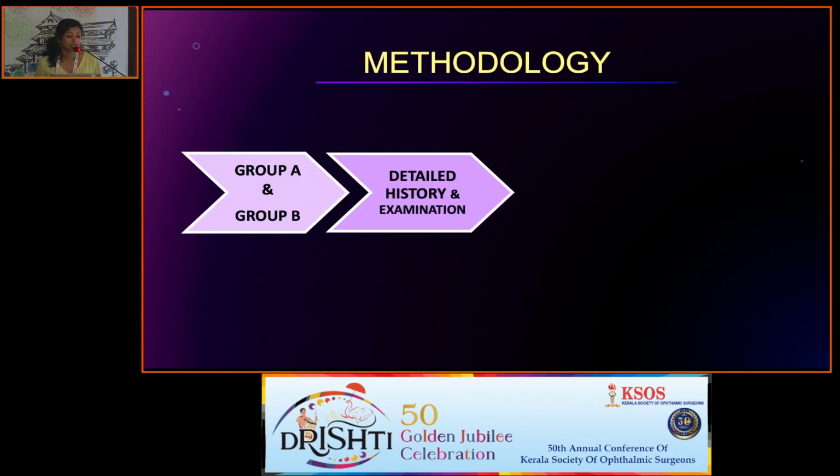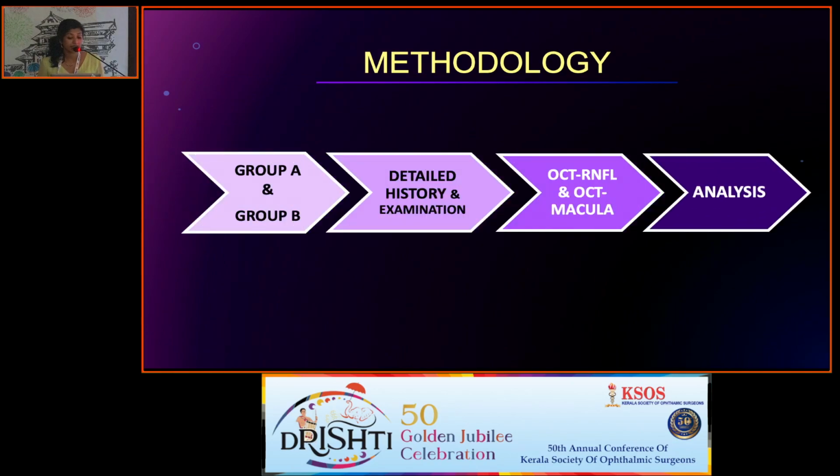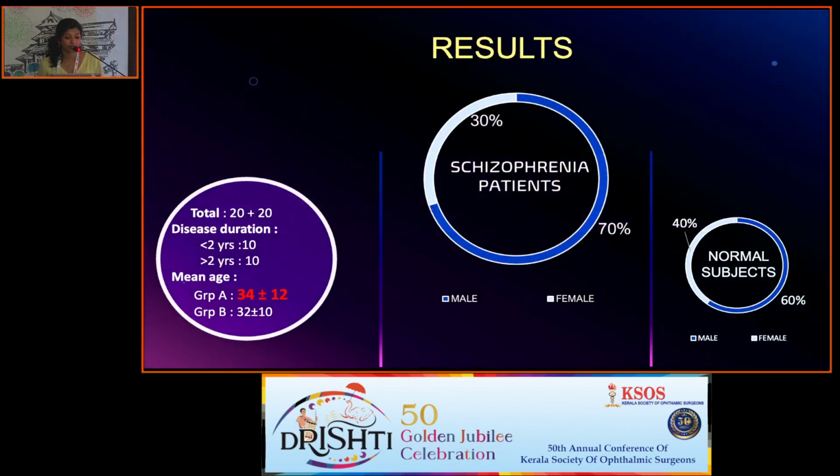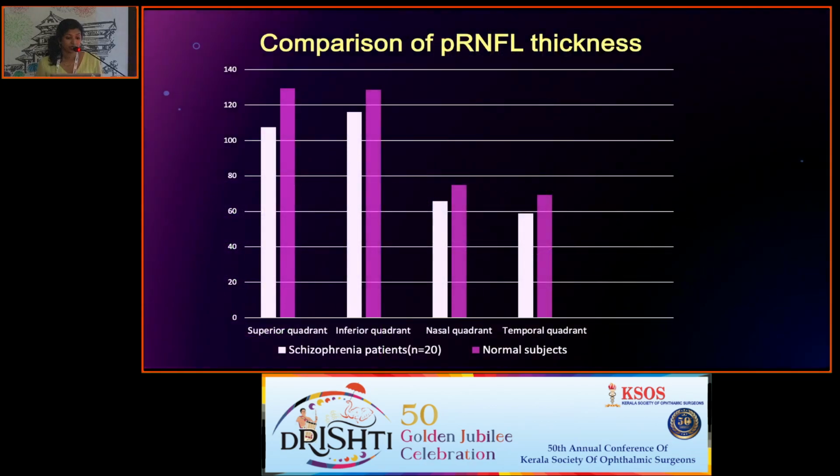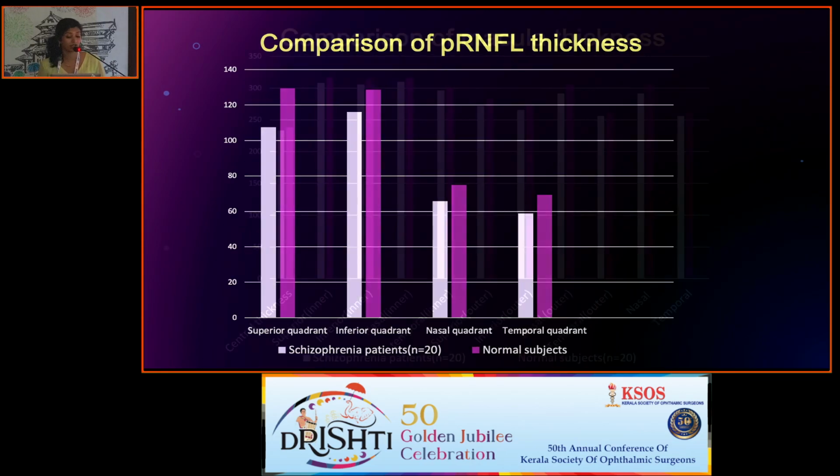We divided the study subjects into groups A and B. Detailed history and examination was done, followed by OCT RNFL and OCT macula, and analysis was done. Out of the total schizophrenia patients, 70% were male with a mean age of 34 years. Comparison of peripapillary RNFL thickness showed statistically significant reduction in the thickness, but not in the inferior quadrant. In all the rest of the quadrants, there was statistically significant thinning.